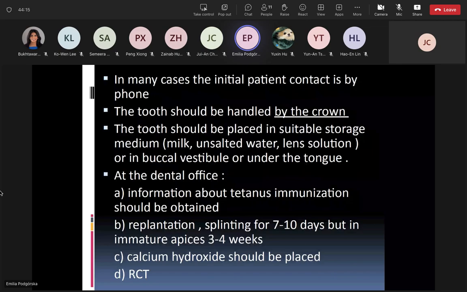At the dental office, information about the canal irrigation should be obtained. Replantation, splinting for 7 days, but for immature apices 3 to 4 weeks. Calcium hydroxide should be replaced.